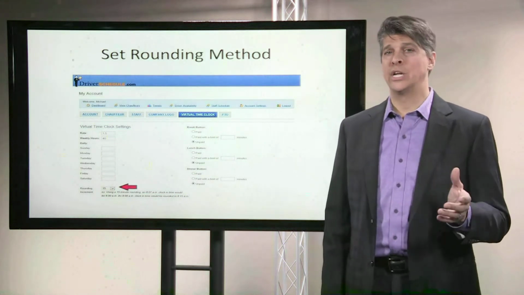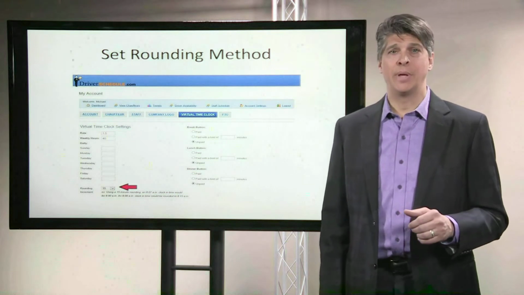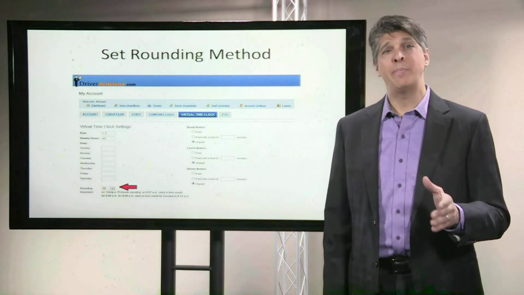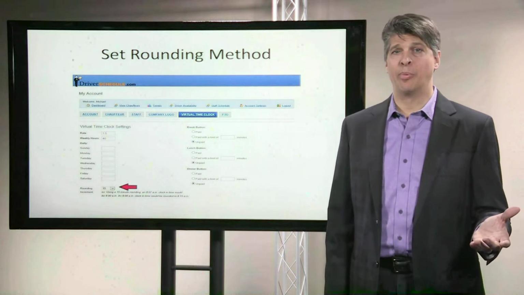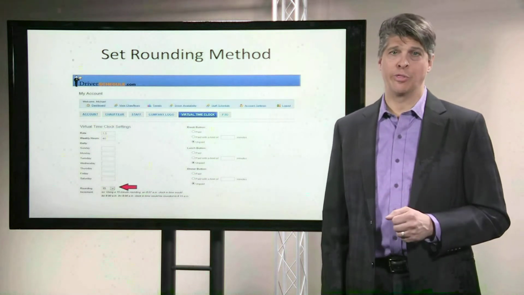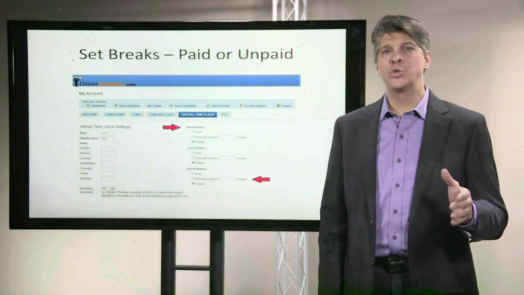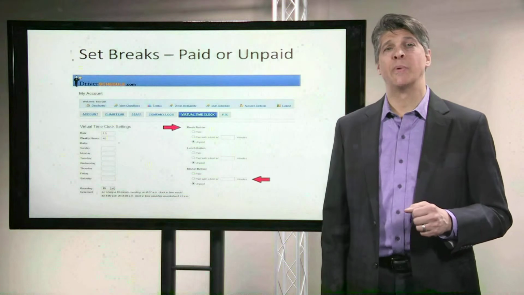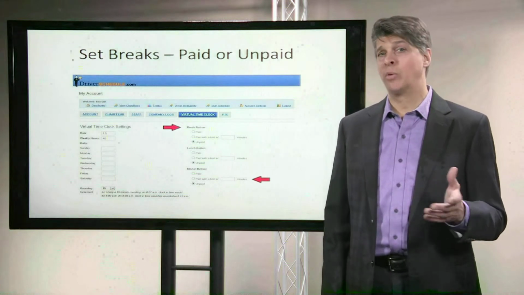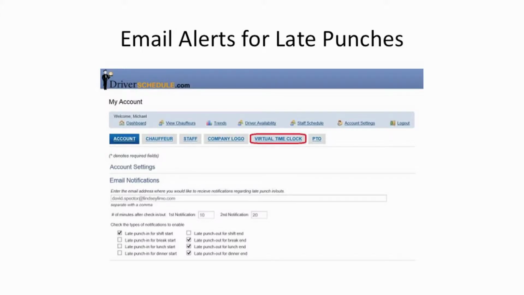Individual breaks, lunches, or dinners can all be set up and can be paid or unpaid, and even paid with a limit of time. For example, you could pay for the first 30 minutes of a break, but not any time after the initial 30 minutes of time. The virtual time clock can be set up to automatically email one or more individuals when someone punches in or out late for their shift or break. A security feature allows you to set up your virtual time clock so that only those employees using your local network can access it. This prevents anyone from punching in or out remotely or off-site.